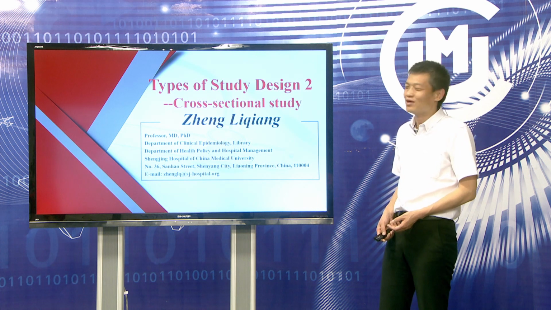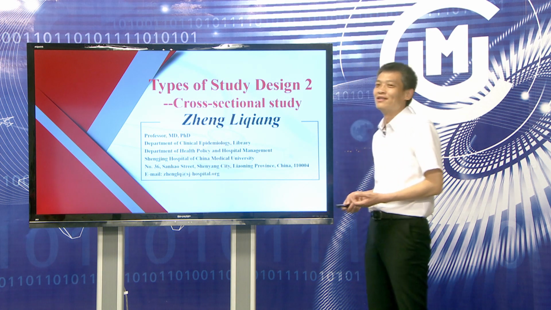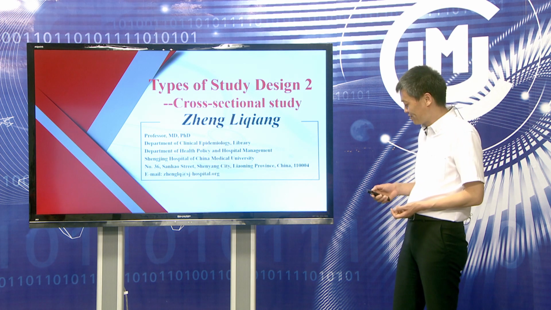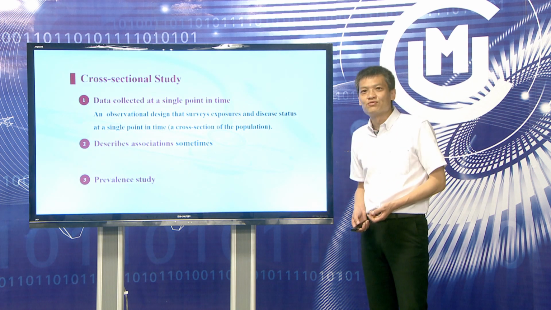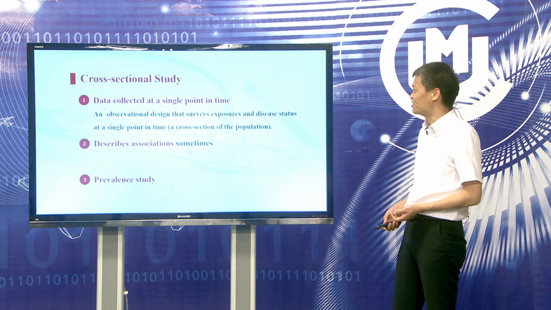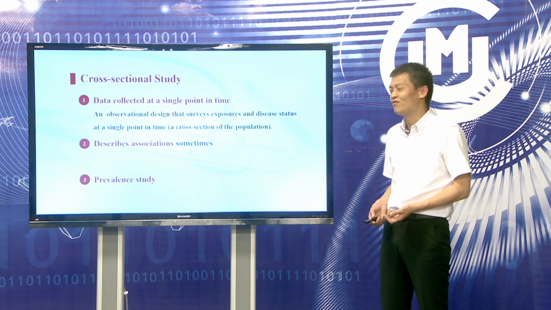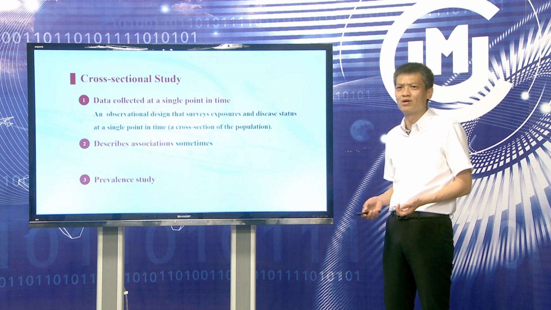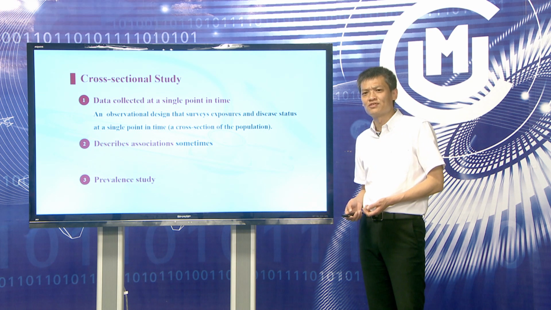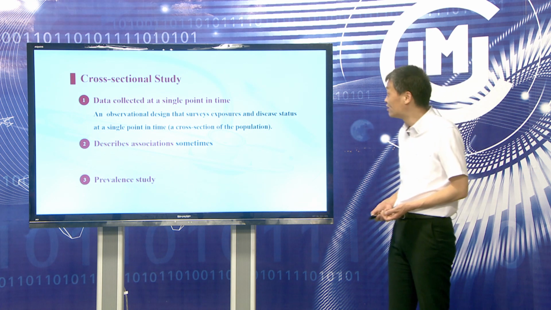Welcome to another video on the topic of the types of study design. And today we are going to introduce another type of study design, the cross-sectional study. A cross-sectional study is an observational study design that assesses exposure and disease at a single point in time. Sometimes we use the cross-sectional study to describe association. And we can use it to get the prevalence of disease or health status.